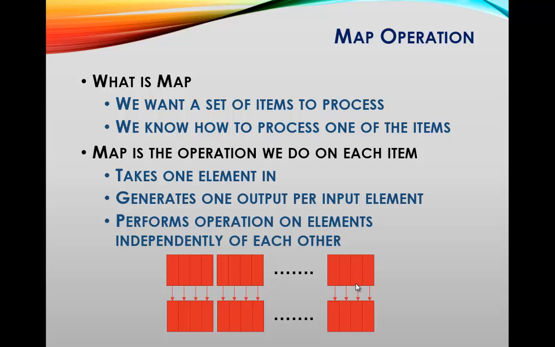So let's delve into each of these models and operations and study them a little bit further. So first, let's take a look at map. As I said, map is the most simple. We've done this program so far a couple of times, so it should be the most familiar to us. In a map operation, we want a set of items to process, and we know how to process each one of these items independently.